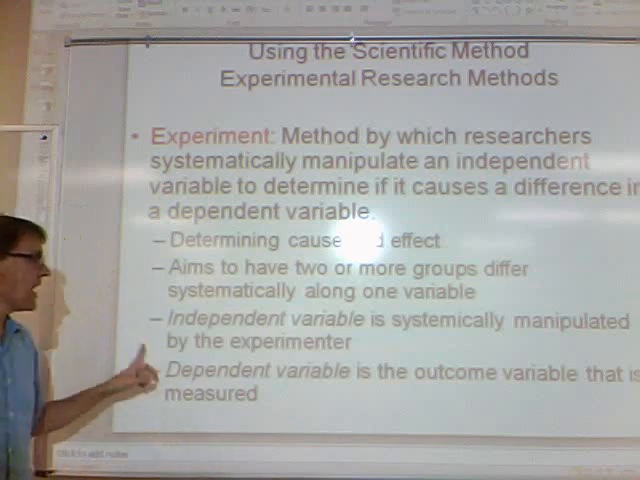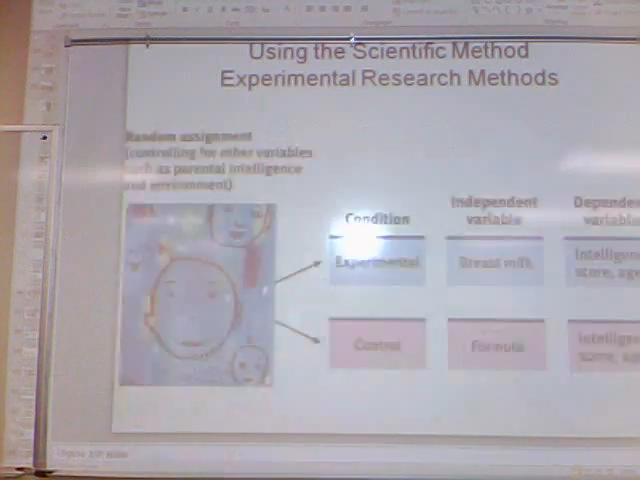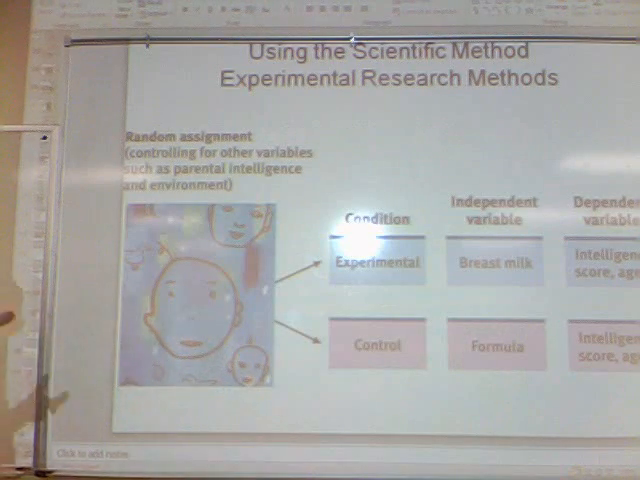In a true experiment, the experimenter will manipulate an independent variable to see if it causes changes in a dependent variable. I'm going to show you some examples to look at instead. This is my favorite example.